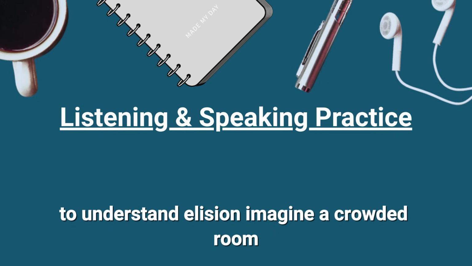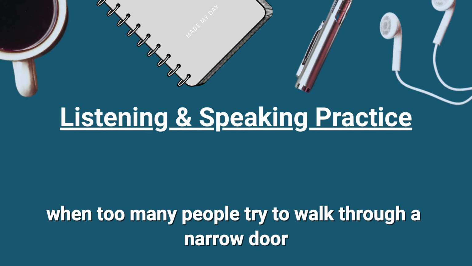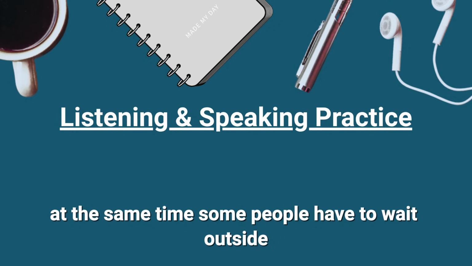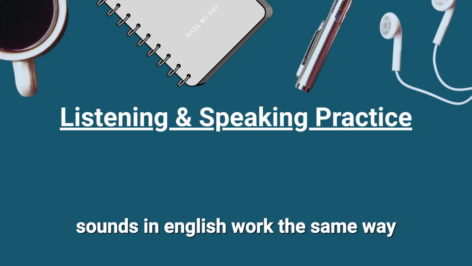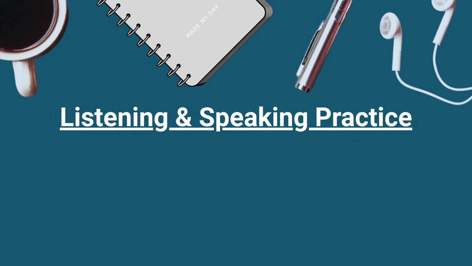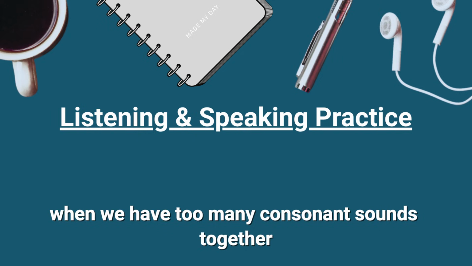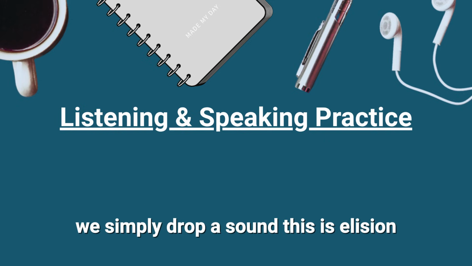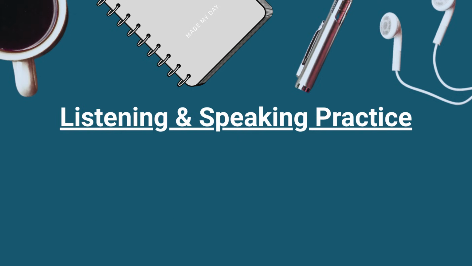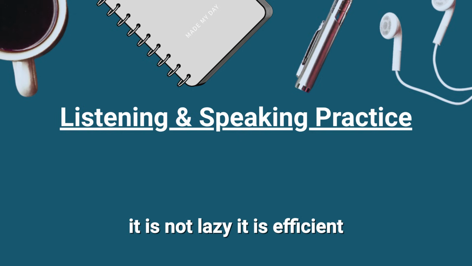To understand elision, imagine a crowded room. When too many people try to walk through a narrow door at the same time, some people have to wait outside or squeeze through quickly. Sounds in English work the same way. When we have too many consonant sounds together, our mouths get tired. To make speaking easier and faster, we simply drop a sound. This is elision. It is not lazy, it is efficient.